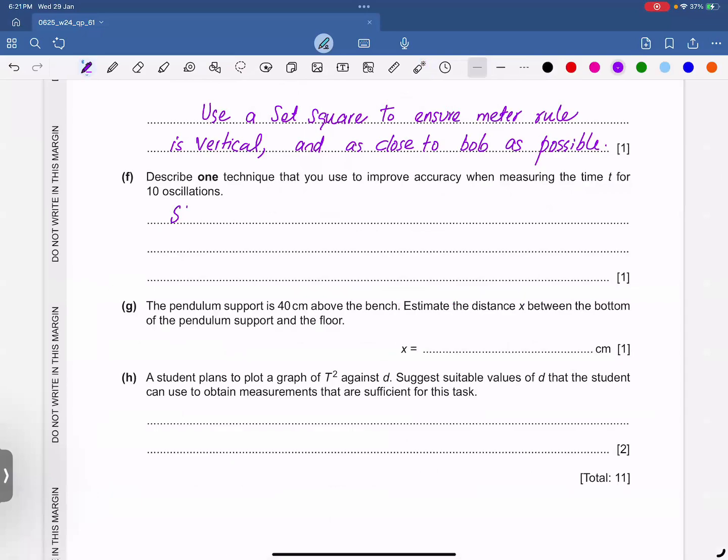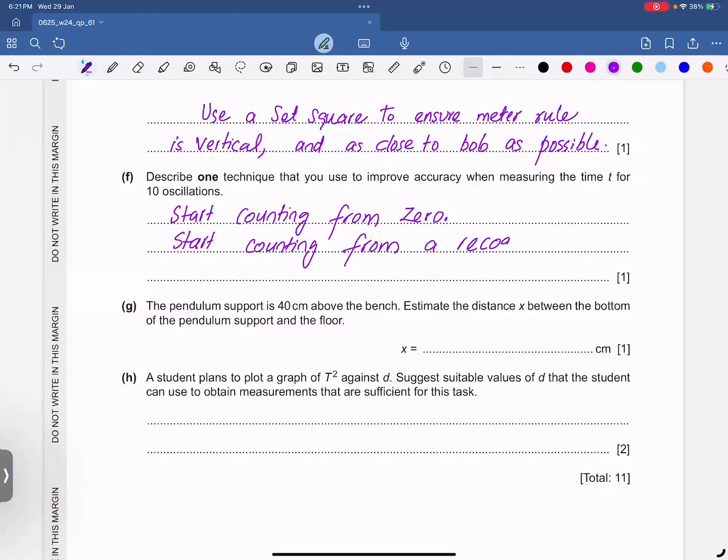So you can say always start counting from 0. Next, another one I'm writing for you. Always start counting from a recognizable point on oscillation, so that you can know where to start and where to end the 10th oscillation.